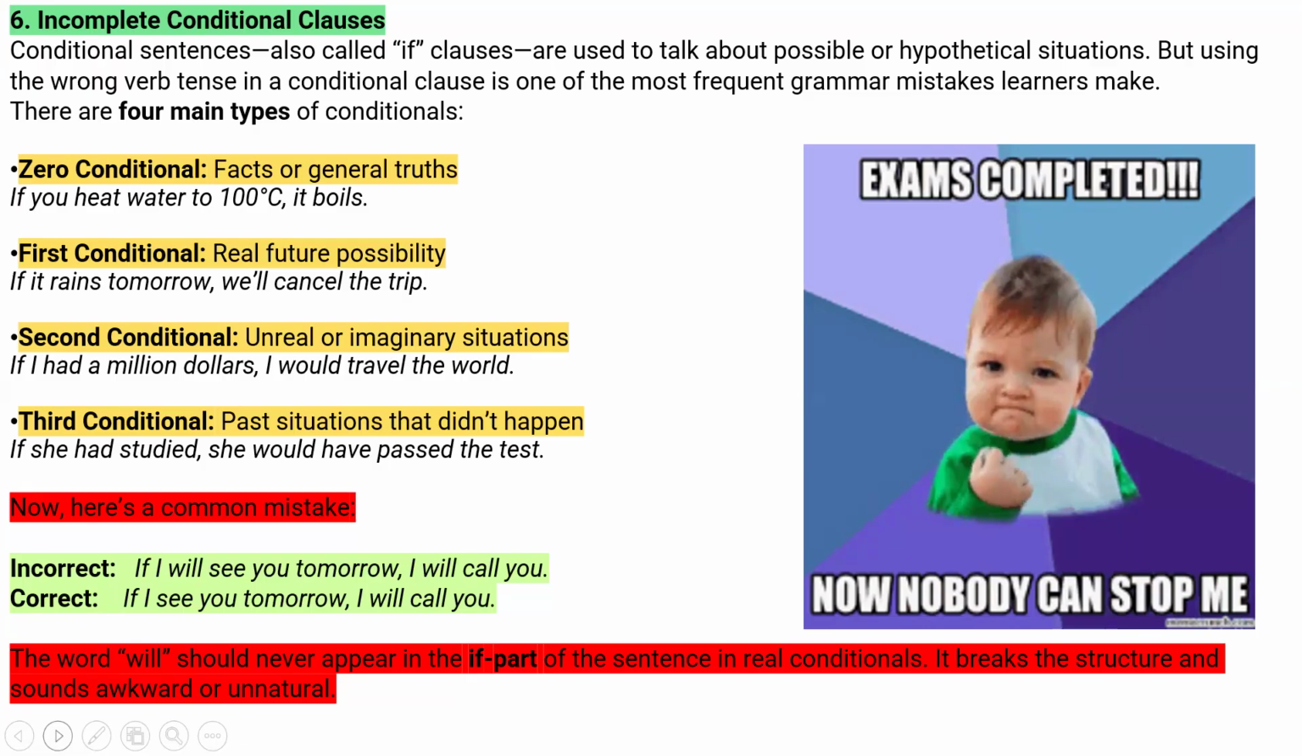So when you are using the if part, kindly don't use "will." It breaks the structure and sounds awkward or unnatural. "If I will see you tomorrow, I will call you" is a wrong sentence. You have to use "If I see you tomorrow, I will call you." So these are the conditional clauses: zero, first, second, third, and how to take care. When we use "if," we will not use "will" in the first part. We will learn conditional clauses in my next video.